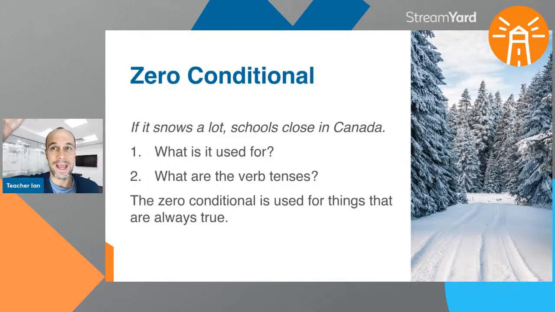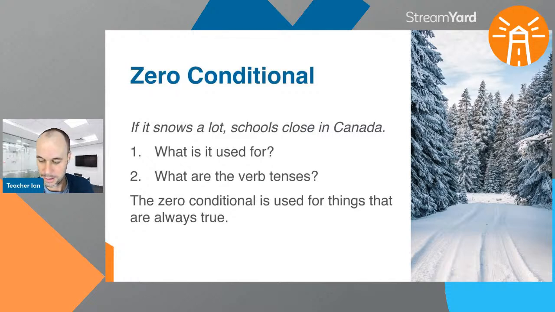So let's go back to Pilar's comment before. If I don't drink coffee, I get a headache, or something like that. If I don't drink coffee, I get a headache. So that's something that's always true, at least until she is not addicted to coffee anymore. Let's look at the verb tenses. So if it snows, what verb tense is that? If it snows a lot.